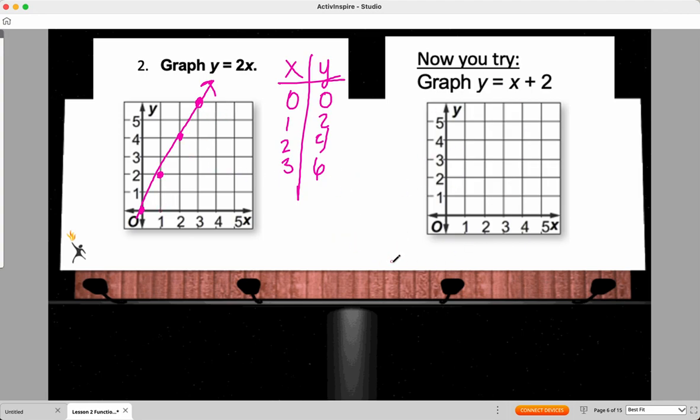All right, now this one's a little different. Still create that simple function table, x and y, and go ahead and create that and graph that function on your paper.